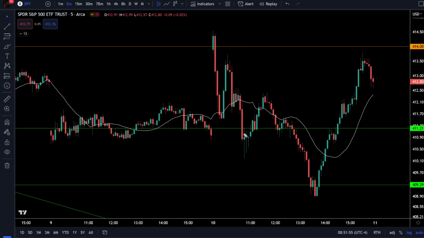Now, once we broke back above support, you could have gone long, but you need to remember that we are now putting in lower highs. So if you're going long, you are currently going long in a downtrend, which means you should have no expectation that price is just going to run straight back up to 414.